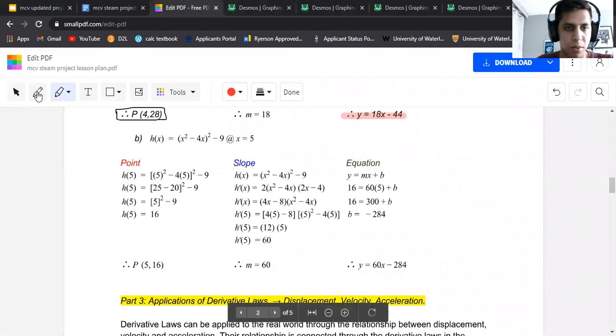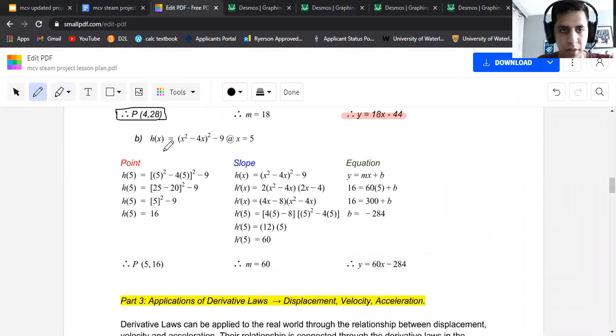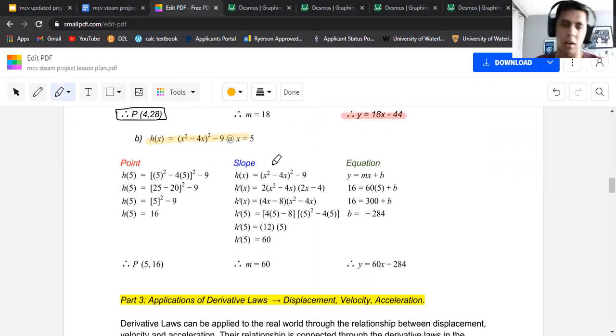Next question is more of the same stuff. We have h of x. Let's change the highlight color to orange. We have h of x is equal to x squared subtract 4x, all raised to the second exponent, subtract 9, and the x value of tangency is 5. So again, let's go through the steps.